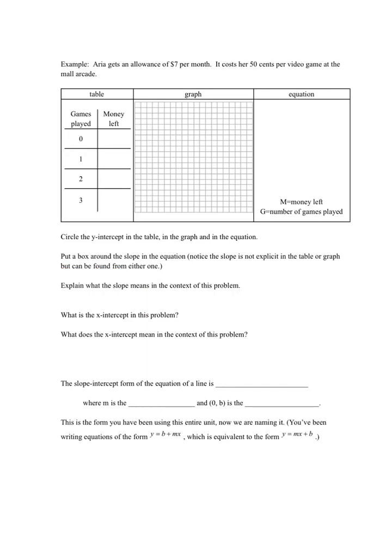All right, so let's try this one here. It says Aria gets an allowance of $7 per month. It costs her 50 cents per video game at a mall arcade. So if she plays 0 games, she has $7 left. If she plays 1 game, she has $6.50 left. If she plays 2 games, she would have $6 left, or $5.50 if she plays 3 games. So she's kind of spending that money and then taking that away.